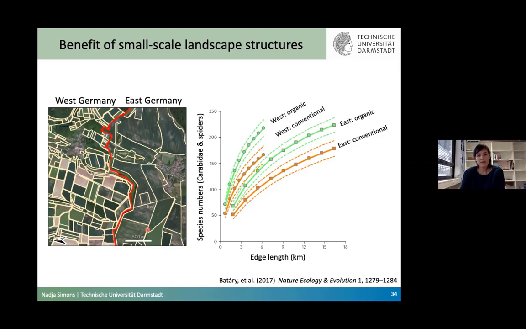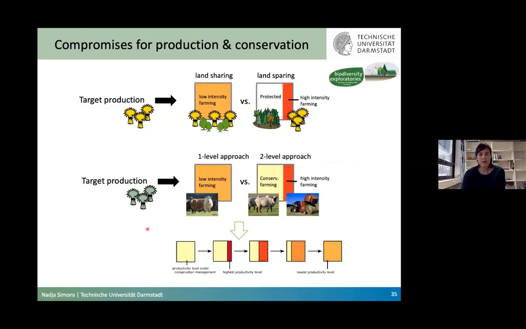This comparison directly leads me to one of the problems that we need to tackle when we're talking about conservation in managed landscapes and managed grasslands. It's the problem that if we reduce management intensity for conservation, we inevitably also decrease production. And this can threaten farmers' income or lead to farmers having to import fodder from overseas.